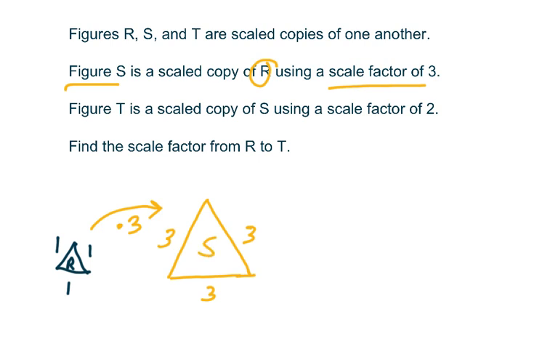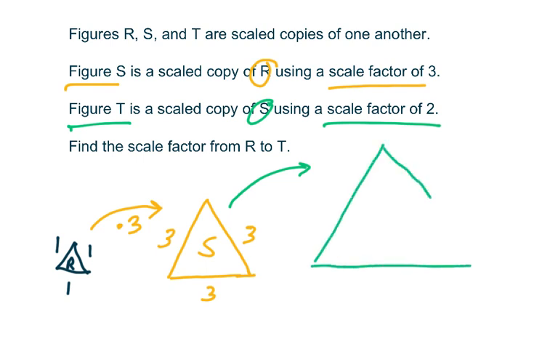Then it says figure T is a scaled copy of S using a scale factor of 2. So I'm going to go from S to T, and I need to have each of these lengths be twice as long because we have a scale factor of 2. So 3 times 2 is 6. So each of these side lengths is 6, and this is giving me figure T.